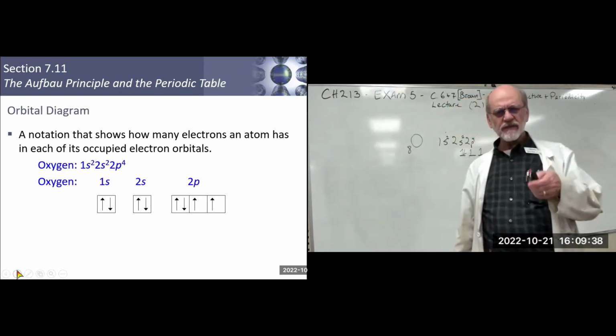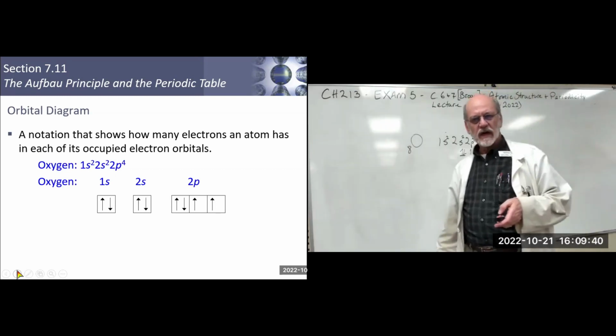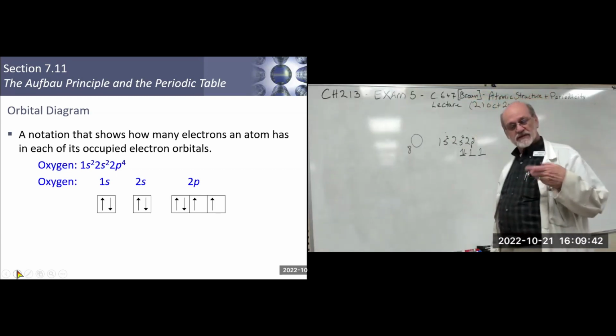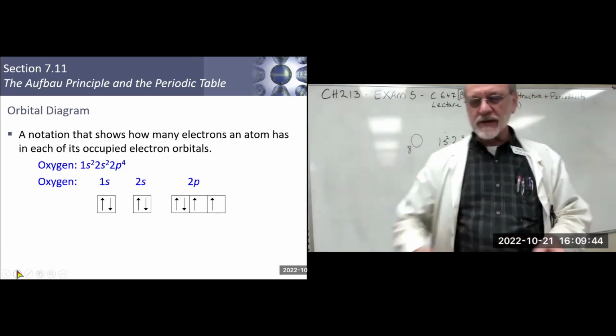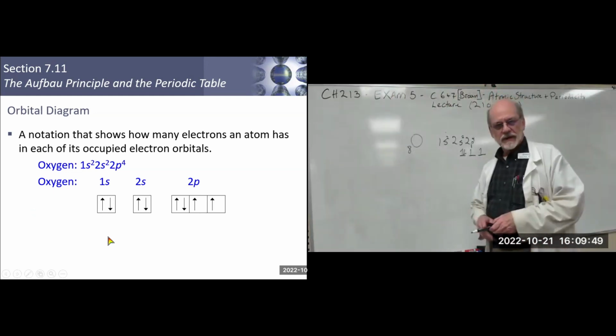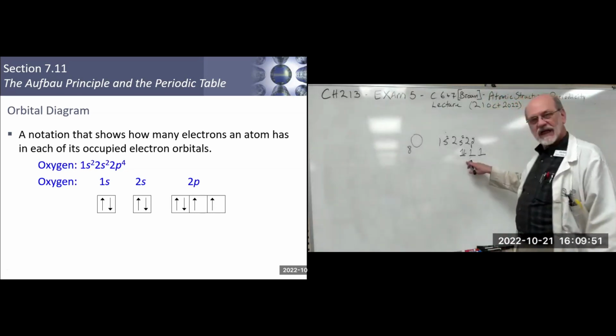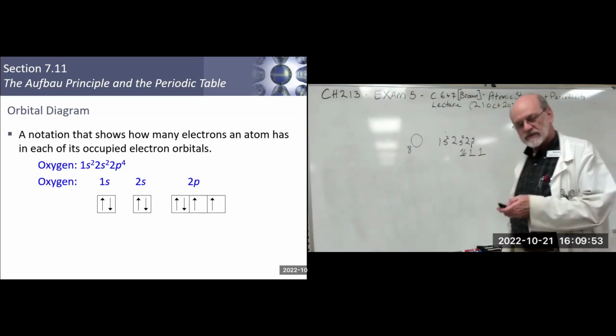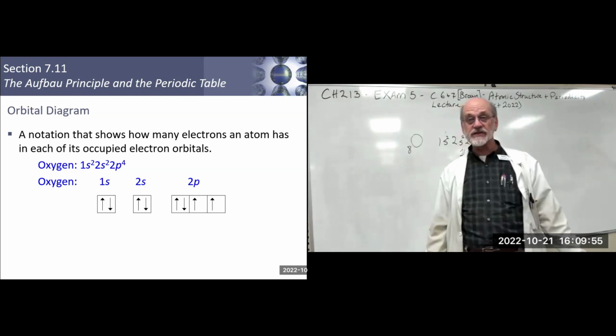Now, this orbital diagram is okay, but it's a little bit too much work for me, drawing boxes and double-headed arrows. I like lines and single bars. It's a lot quicker, and it gives you the same information.